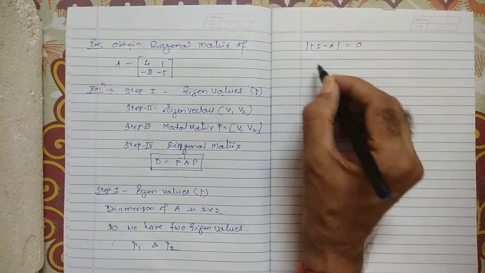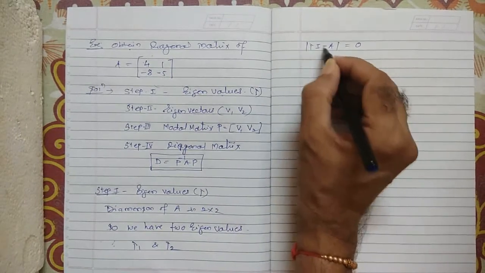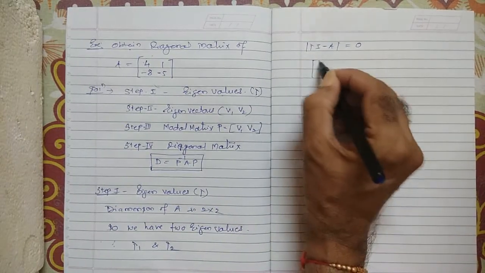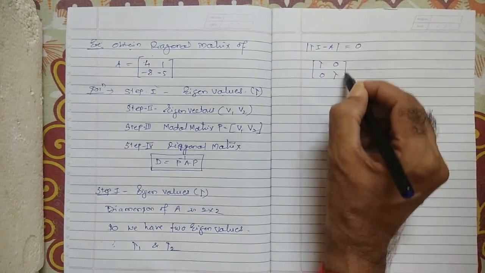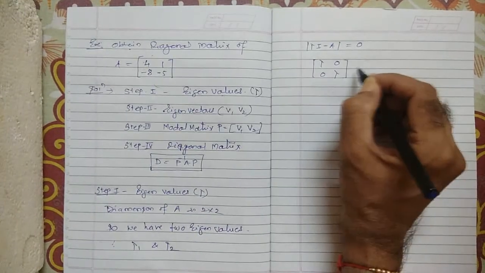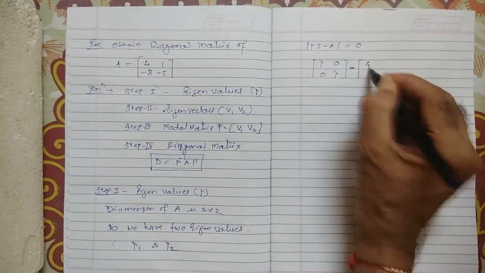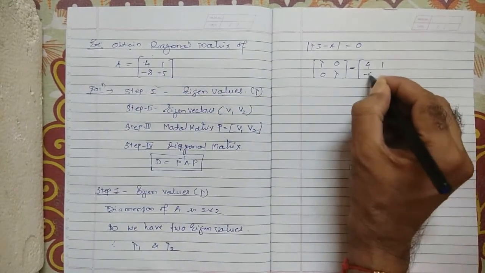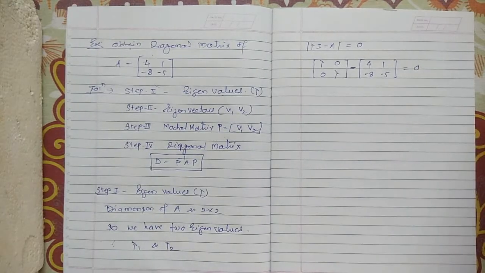Here the matrix is 2 by 2, so lambda I will be lambda, 0, 0, lambda. It is also a 2 by 2 matrix, minus A. A is the given matrix, that is 4, 1, minus 8, minus 5. It equals 0.